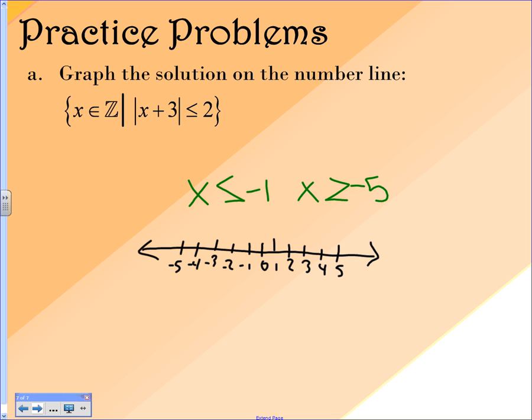Coldplay. Are you sure these are both negative? Yes, they're both negatives.